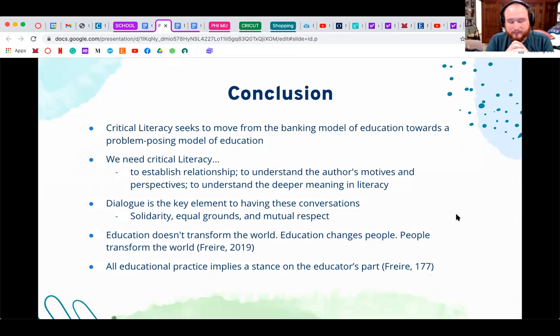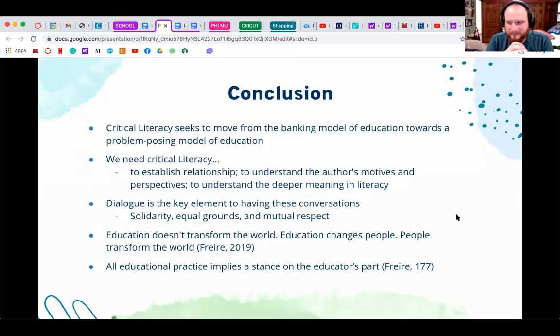And as Freire shares, I share two of his quotes: education does not transform the world, education transforms people, and people transform the world. I just think this is super encouraging for all teachers to know that you might not feel as if you are changing the world inside of your classroom, but you are creating changers of the world.